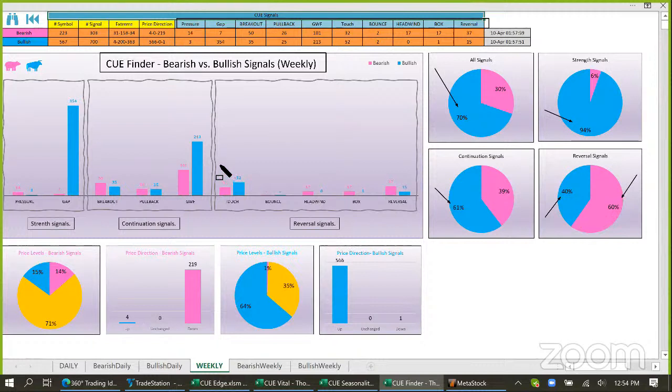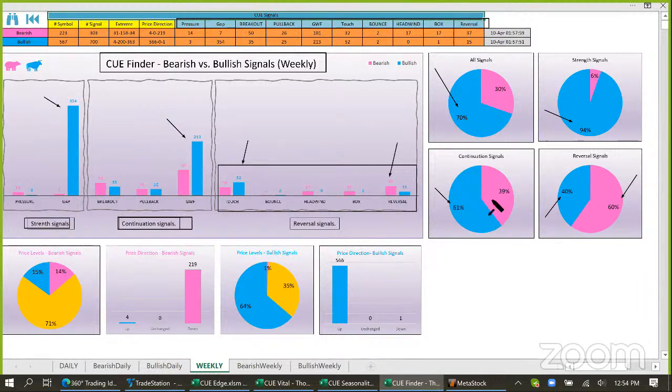But the reversal signals are fewer. We can see from the breakdown of the reversal signals, the individual counts are much smaller than the trend continuation signals here or the strength signals. The counts are much more. So overall, we can see it from the all signals. Overall, the weekly technical breadth is bullish.